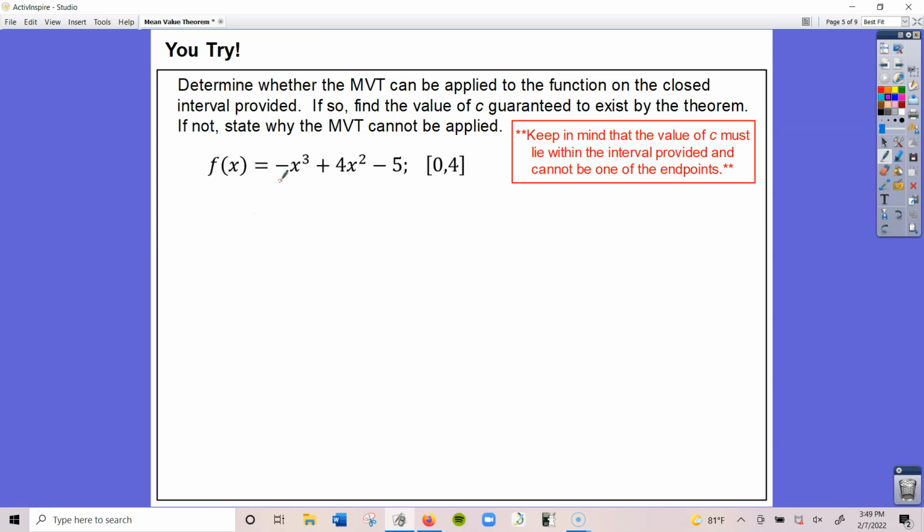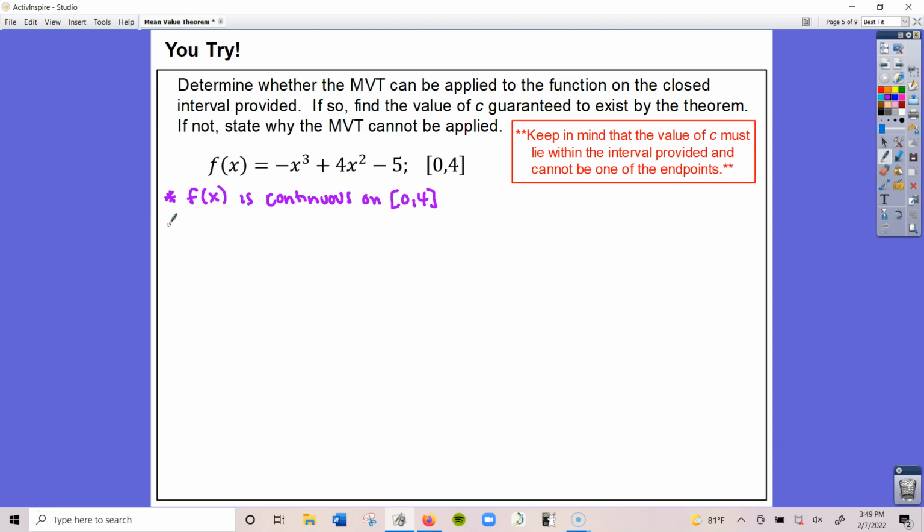First of all, we need to go through those conditions of MVT. The first one is that it's continuous. Since this is a polynomial function, that means that f of x is going to be continuous on the entire interval, because all polynomials are always continuous everywhere. So it is continuous on the interval 0 to 4.